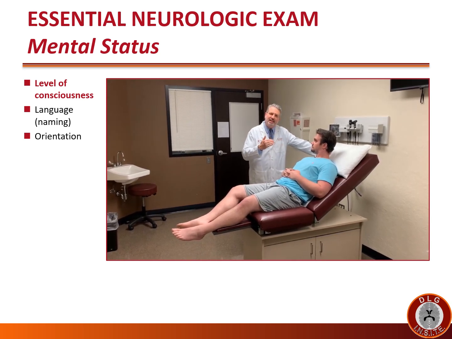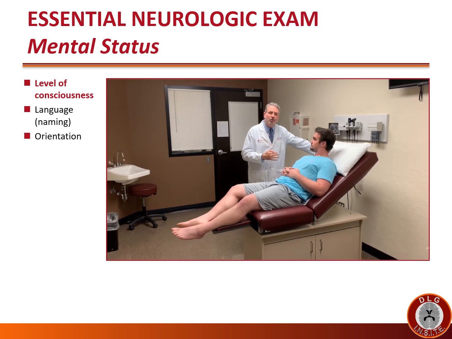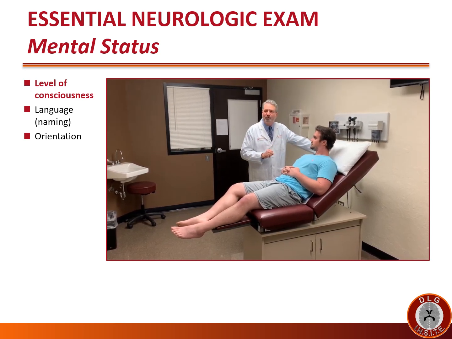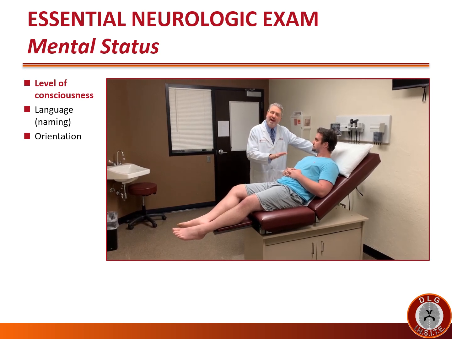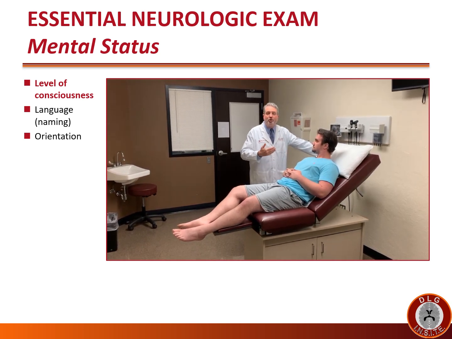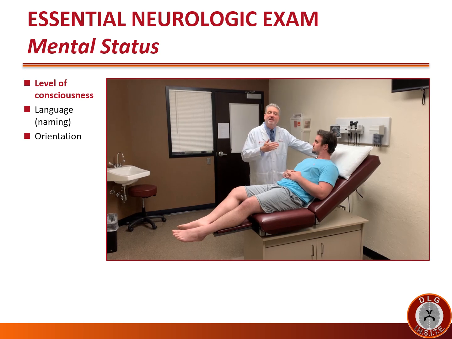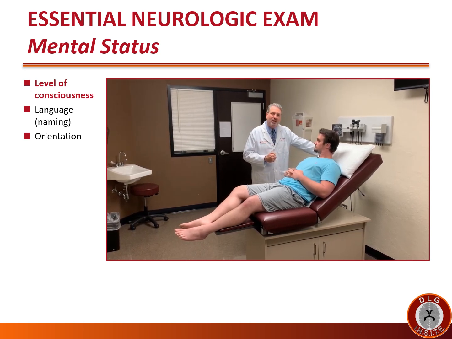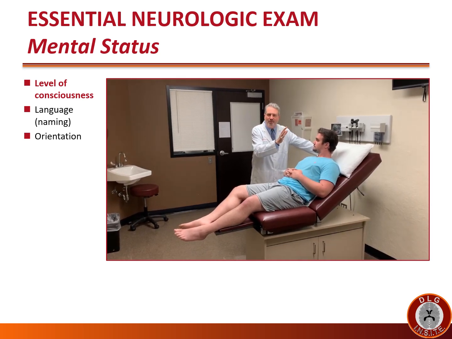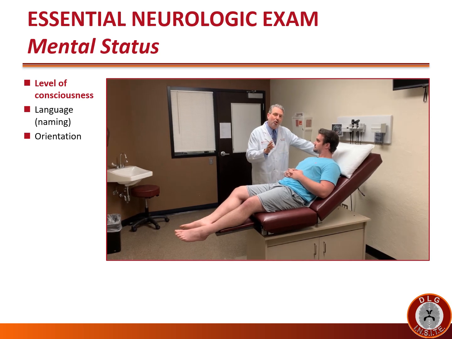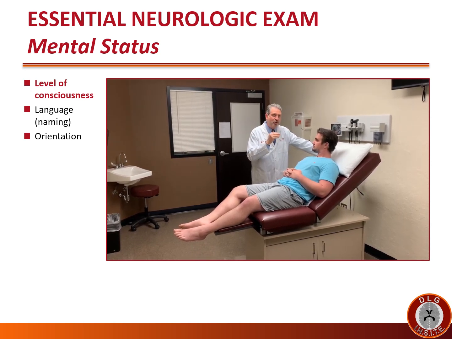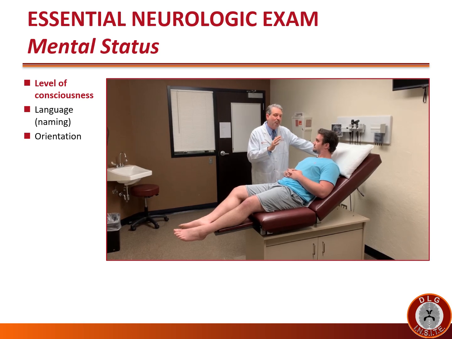If he were slightly drowsy or sleepy, we might say he has eyes closed, aroused to verbal stimuli, or aroused to tactile stimuli. Or do you need painful stimuli to arouse? Or does he not arouse at all? So these are the ways you describe level of consciousness. They are divided by some into drowsy or lethargy, which is about the same thing, stupor or coma, but it's best to use just regular language and describe specifically what stimulus aroused the patient.